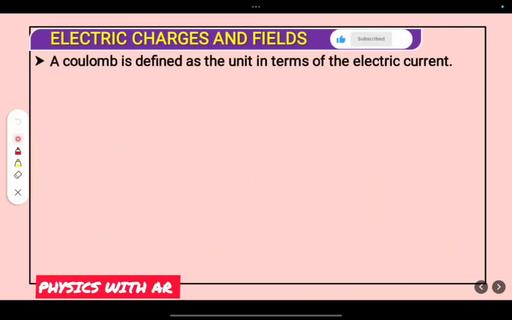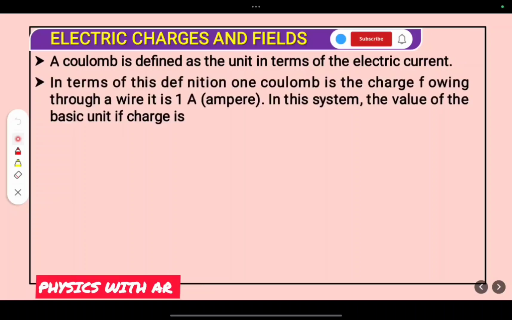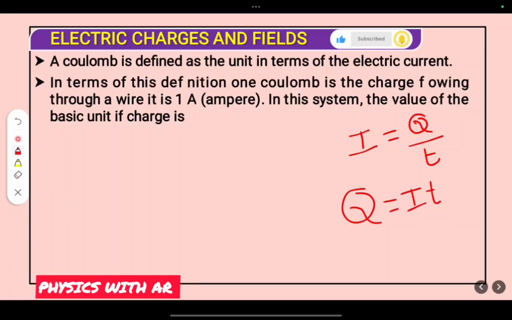So here, a coulomb has been defined as a unit in terms of electric current. In lower classes you have studied the current. If you remember, I equals Q by T, where I represents the rate of flow of charge. With this equation, Q equals I into T. Here the value of I is taken as 1 ampere, and time T equals 1 second.